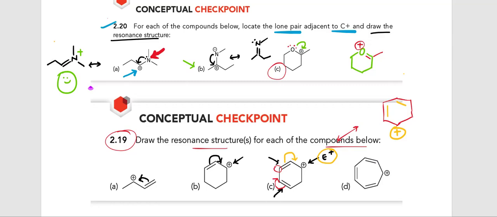Okay, now for this one, we can see what will happen. There is a positive charge here, so one, and then this two, followed by this three. So we have four resonating structures here.